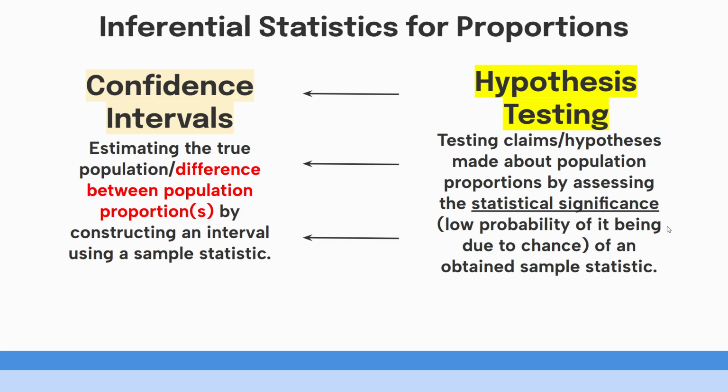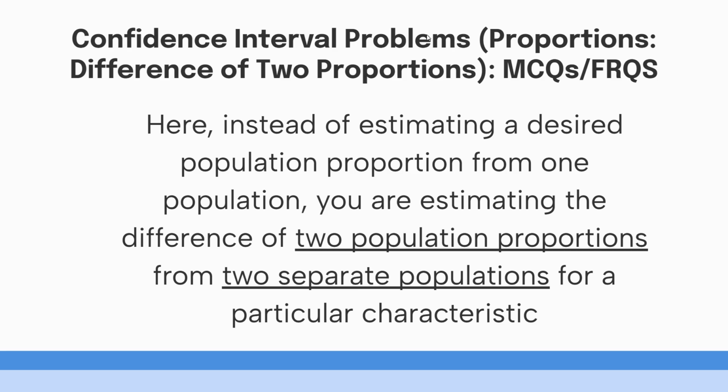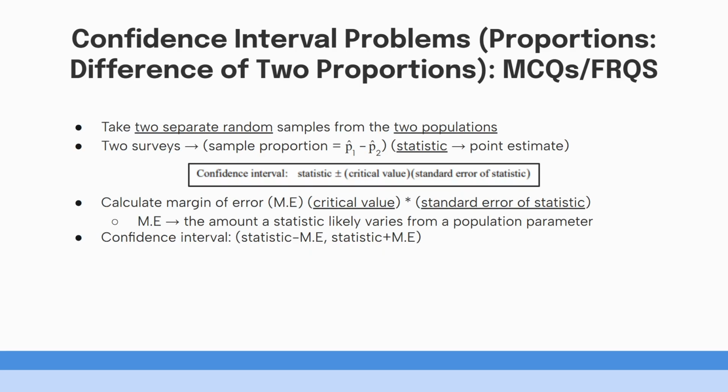By constructing an interval using a sample statistic. So now, like I said, instead of estimating a desired population proportion from one population, you're estimating the difference of 2 population proportions from 2 separate populations for a particular characteristic, such as, what's the difference between the number of people who wear green shoes in Purplesville and Greensville? It'll probably be more in Greensville, but you get the idea. That was just a silly example, but that's the kind of thing you'll see on the MCQs and FRQs. That's the general approach. First, I like to define what the scenario is and then go into the calculations and the conditions, so everything makes sense.